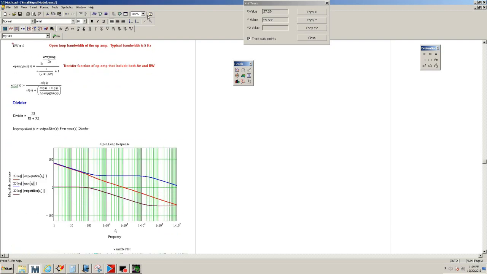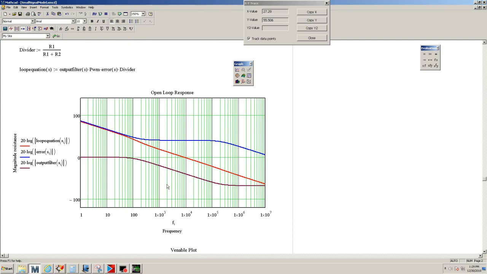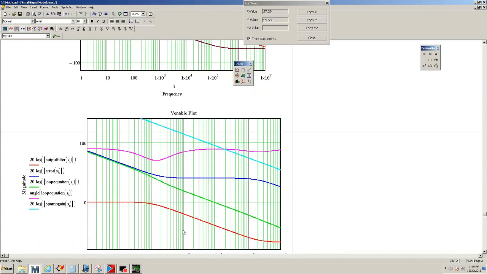Okay. So anyway, this is what I wanted to show you. I think this is pretty neat. It's pretty neat that you're able to plot all of these, and you can also show it in multiple. You can show all. You can show the loop, the error, and the output filter, and so forth.